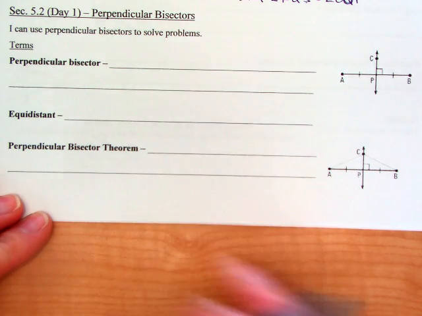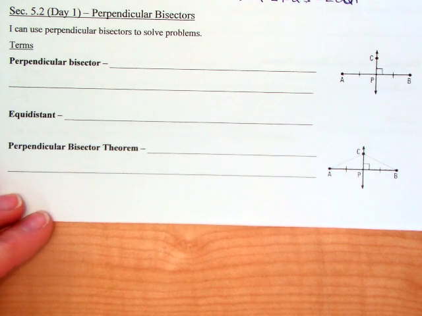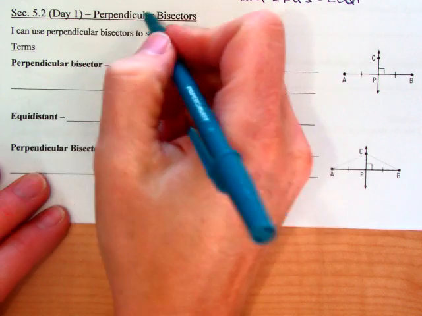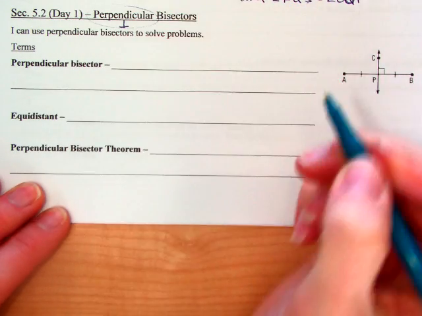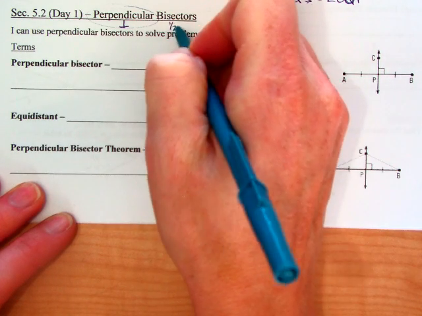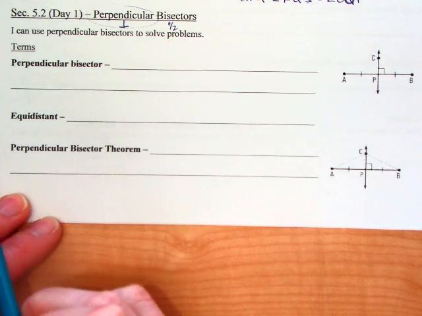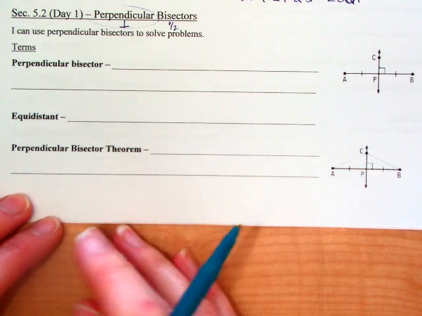This is section 5.2, day 1, and today we're going to talk about perpendicular bisectors. Perpendicular means meet at 90 degrees, and bisectors means cut in half. So we've got some things that are meeting at 90 and cutting in half. They're doing two things at once.